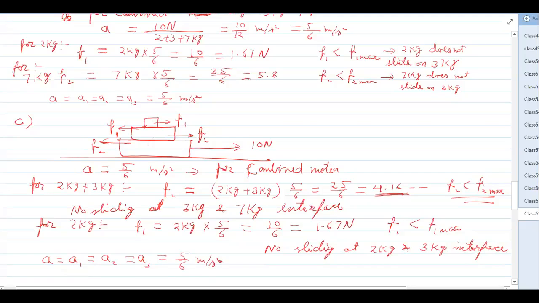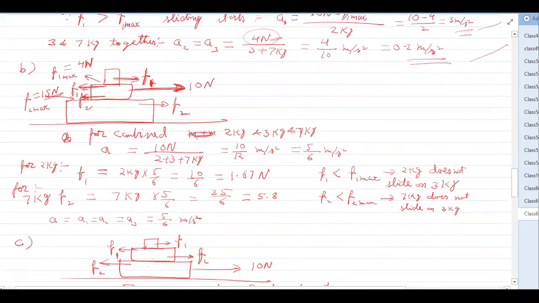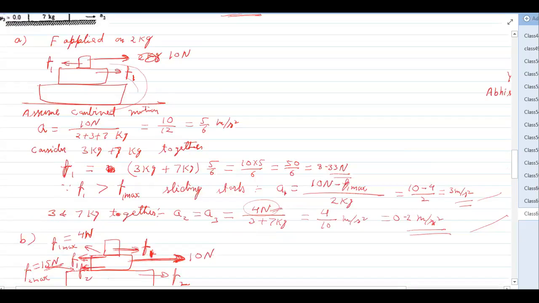Okay, so what we have got finally: in the second and third case, the acceleration is 5 by 6 meter per second square, and in the first case, sliding occurs. The upper one will move with one acceleration, while the 3 kg and 7 kg will move together with this acceleration.